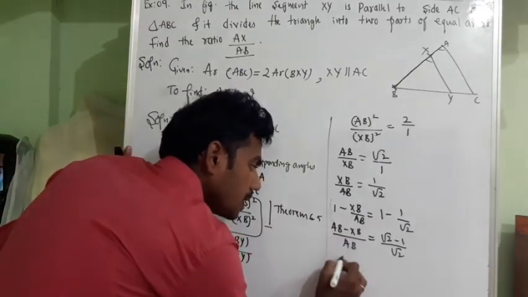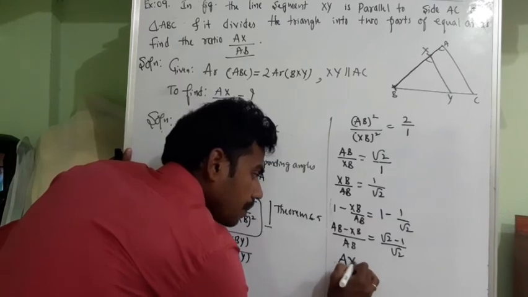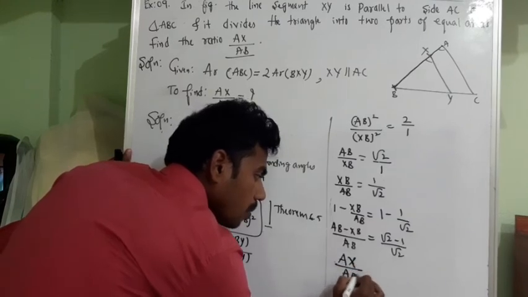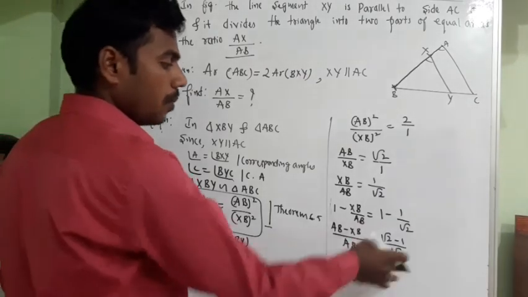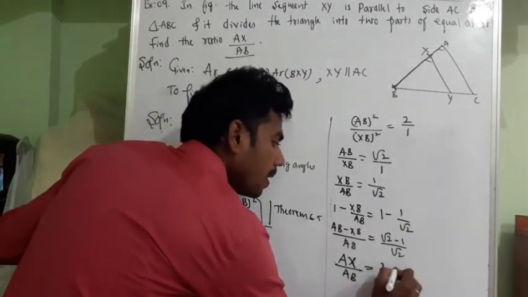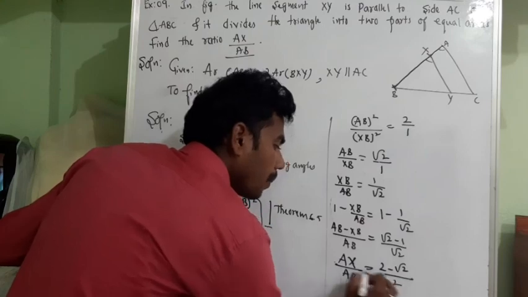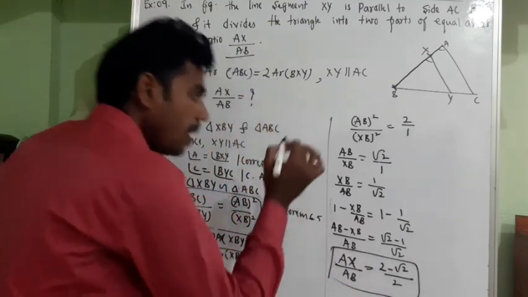AB minus XB is nothing but AX divided by AB is equal to, upon multiplying by root 2 on the numerator and denominator, what will we get? 2 minus root 2 divided by 2. So this is the required ratio. Please note this down.